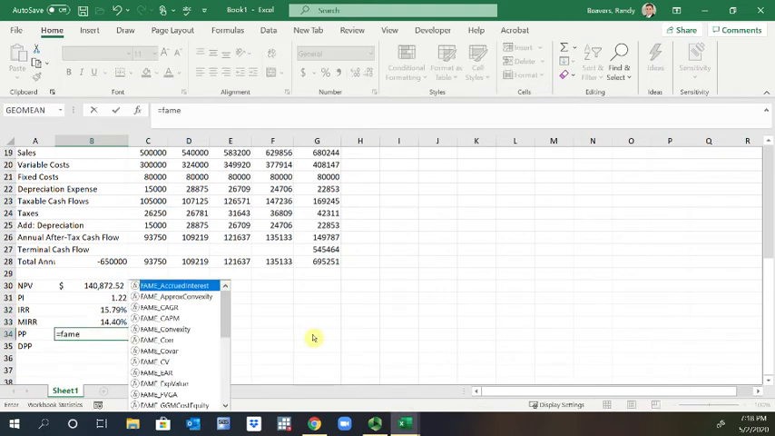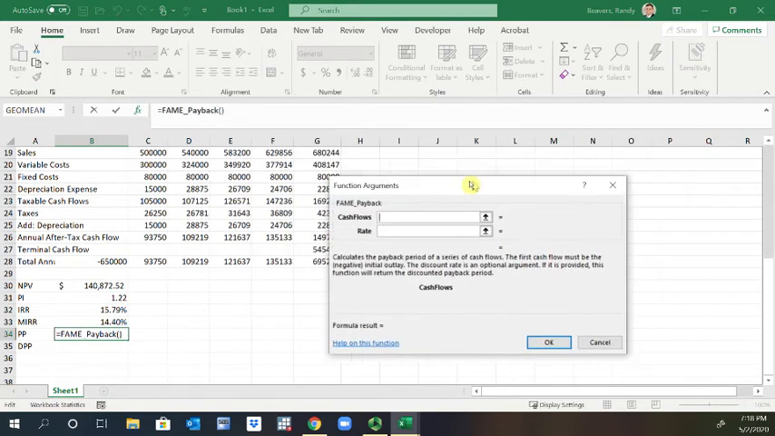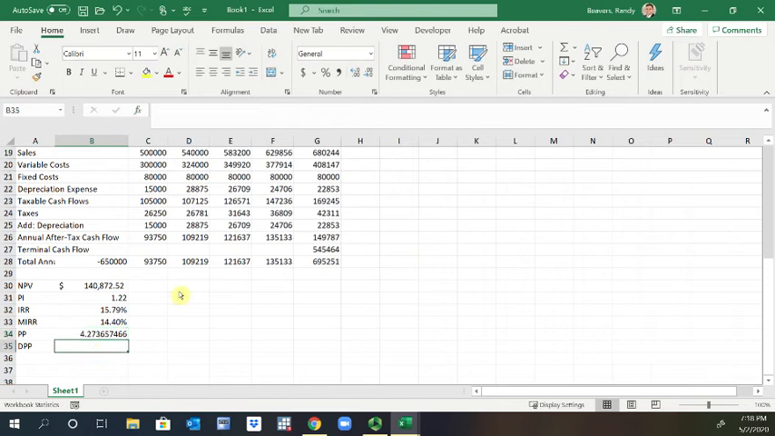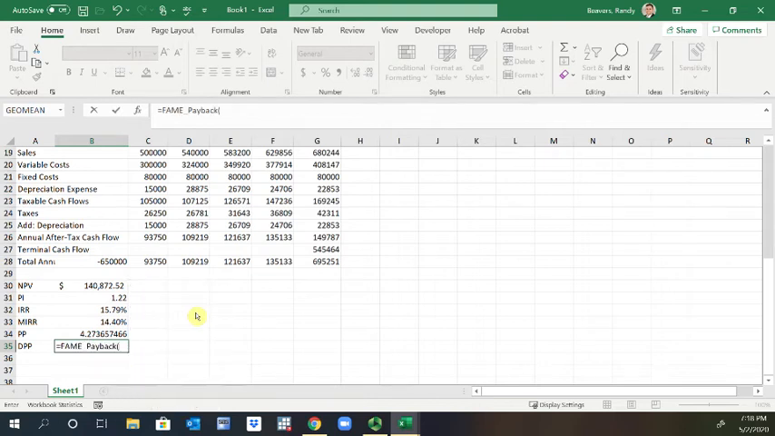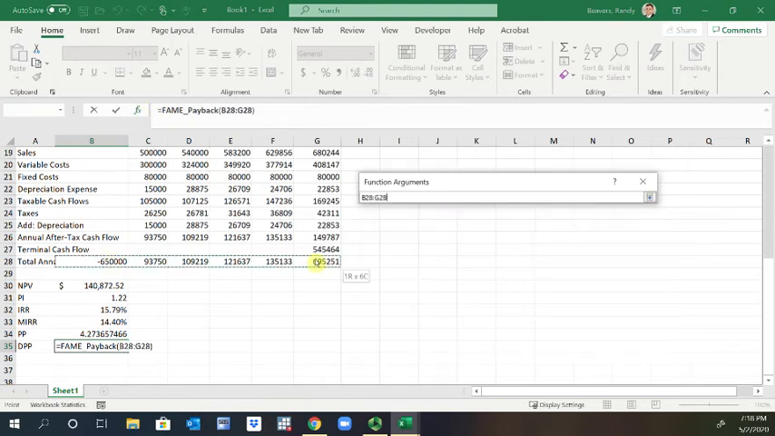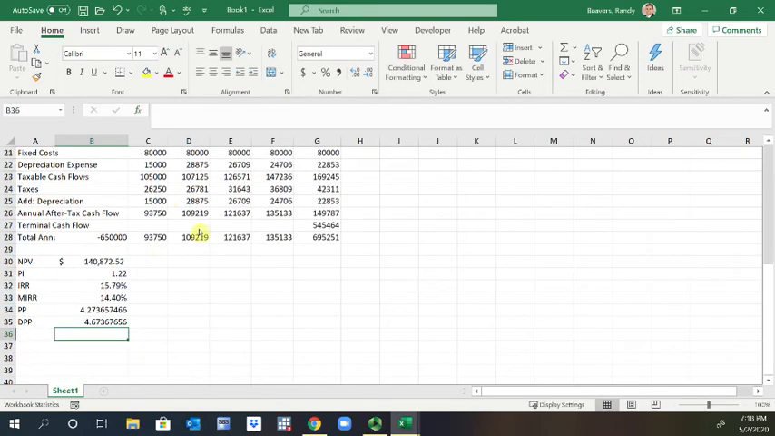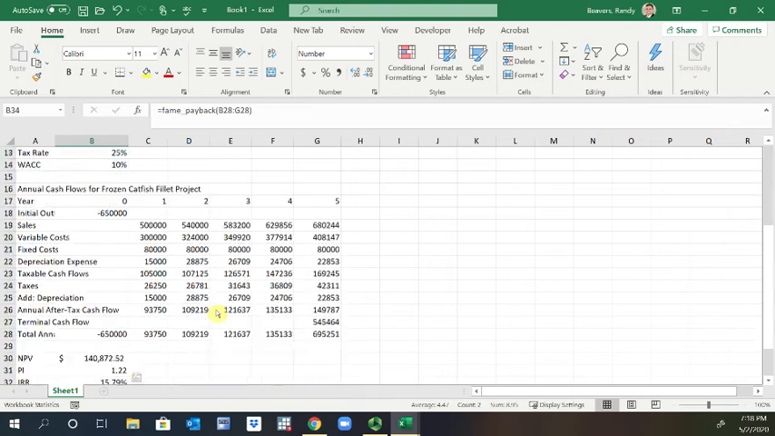Payback period, we can use a FAME function. So FAME underscore payback. And for this function, you need the cash flows. And then the rate, we won't need it for this one. And then the FAME discounted payback will then include the discount rate. Okay, so let me format painter those. All right, so now we have the spreadsheet set up to incorporate risk here momentarily.